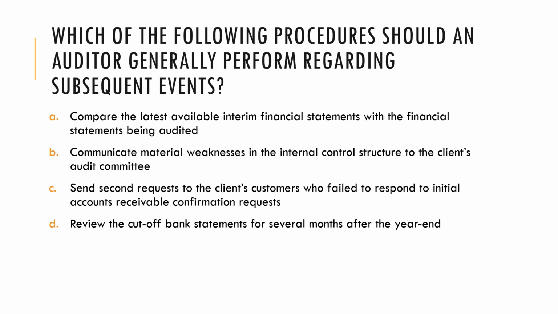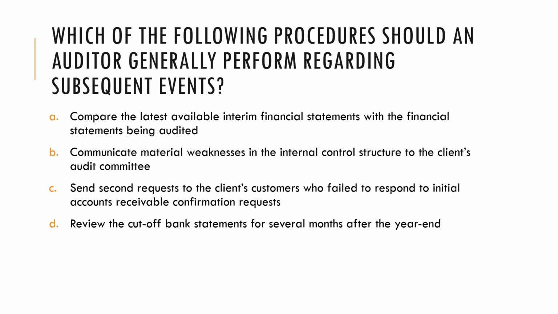Letter B would say communicate material weaknesses in internal control structure to the client's audit committee. Letter C would say send second requests to the client's customers who failed to respond to initial accounts receivable confirmation requests, whereas letter D would say review the cutoff bank statements for several months after the year end. Now, actually, choices Bravo, Charlie, and Delta are all done within the testing phase and when the auditor performs tests relating to accounts, transactions, and balances.